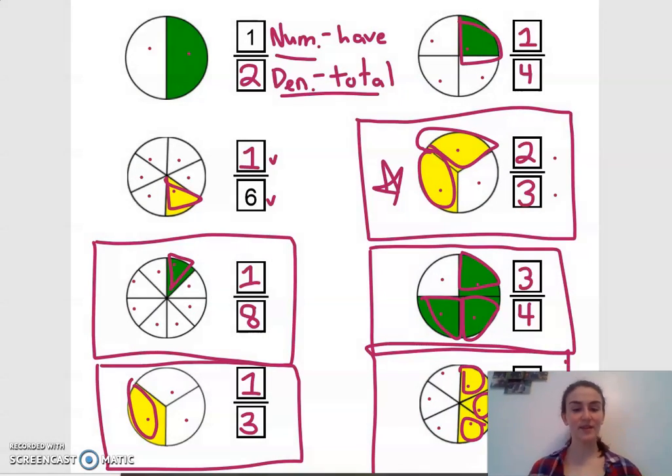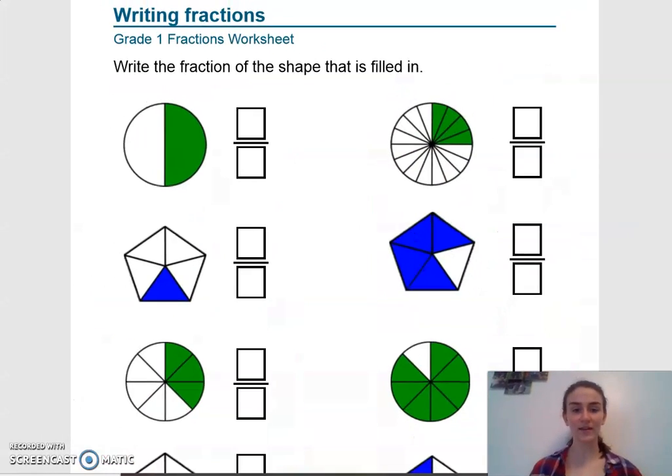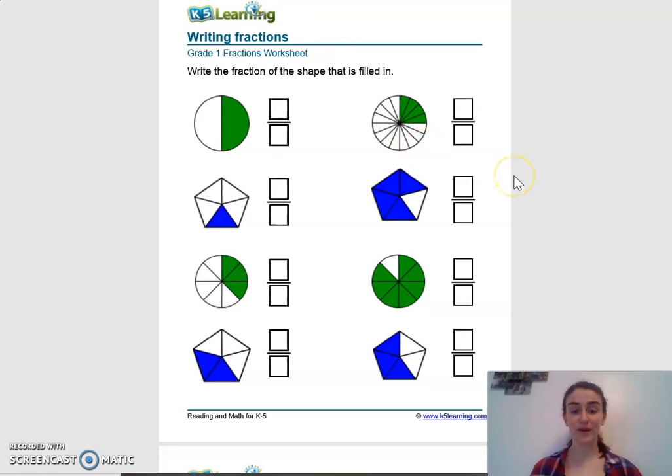Thank you for tuning into this video and for working along with me. If you would like to have some extra practice, I also included this worksheet in your packet so that you can get some extra practice writing fractions. These ones are a little bit bigger, so they have a lot more pieces, as you can see. So if you would like to do this, parents or more class, feel free to get the extra practice. It's not mandatory, but I would love it if you would like to do some extra practice.